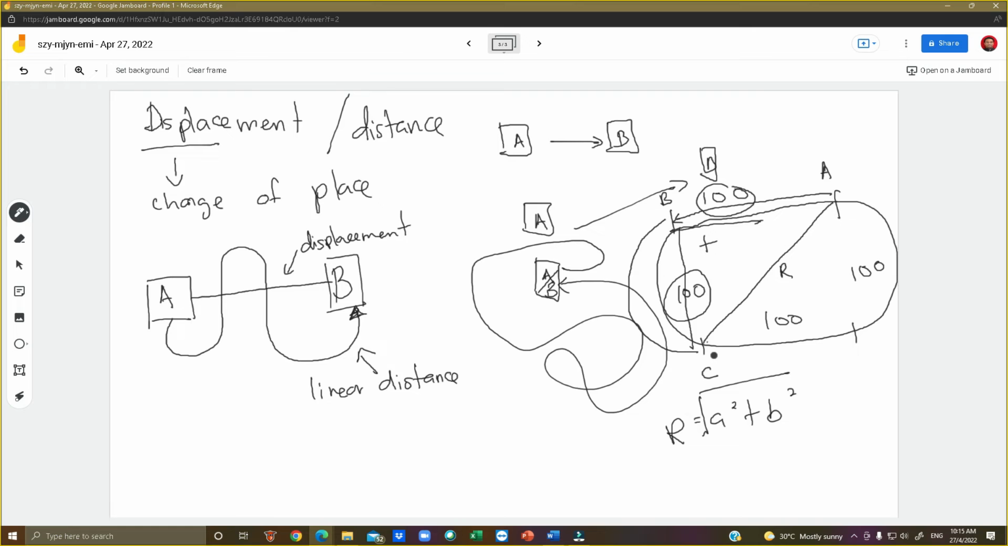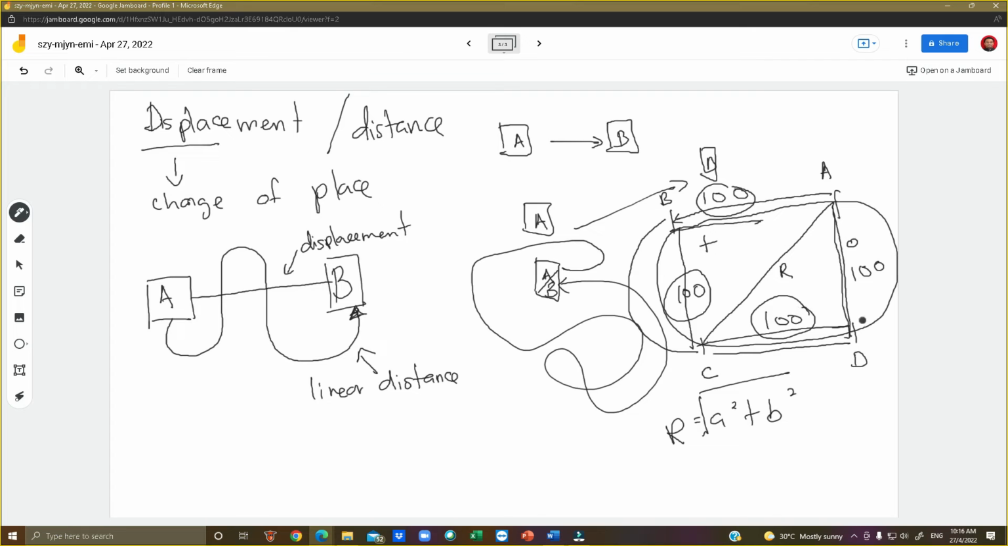Okay, if the runner continues running from point C to point D, the distance covered is 300. However, the displacement is this one, straight line from A to D. Macam mana kita nak cari dia? Samalah dengan yang tadi. So we need to consult theorem Pythagoras. We need to find yang ini.